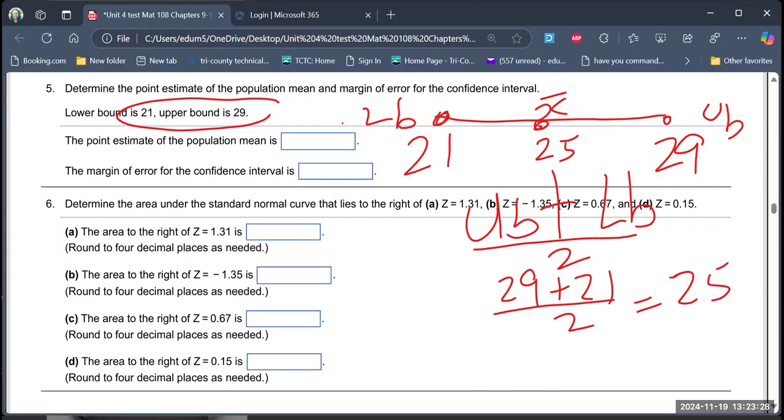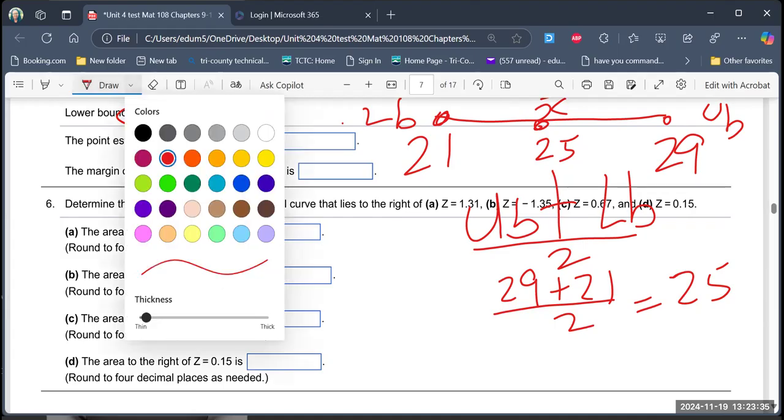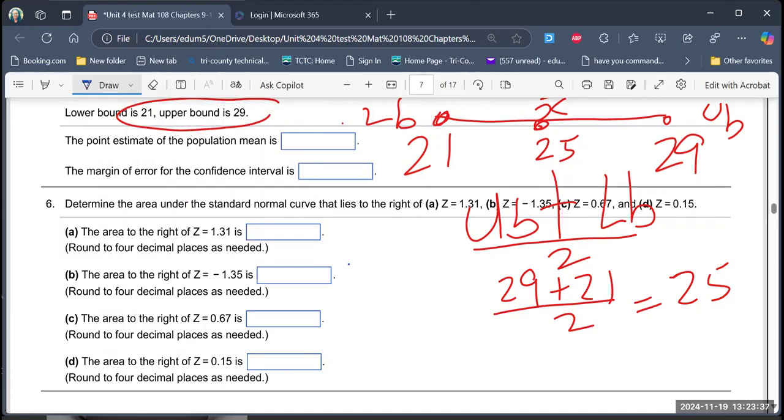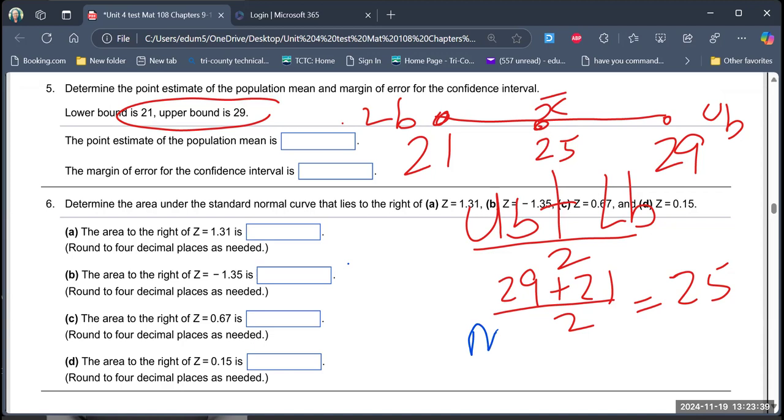What else did they tell us to find? They also told us to find the margin of error. Remember, the margin of error, ME, is always the upper bound minus X bar, or point estimate. So what is the upper bound minus the point estimate? 29 minus 25 is 4.